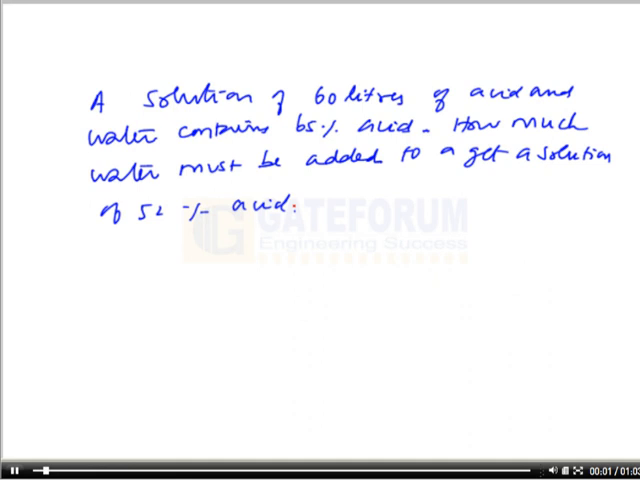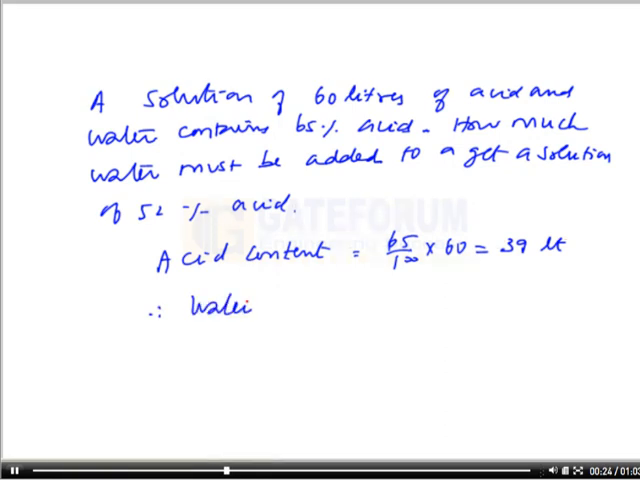A solution of 60 liters of acid and water contains 65% acid. How much water must be added to get a solution of 52% acid? Acid content is equal to 65% of 60, which is 39 liters. Therefore, water content will be 21 liters.